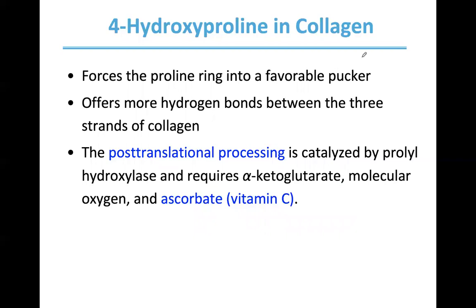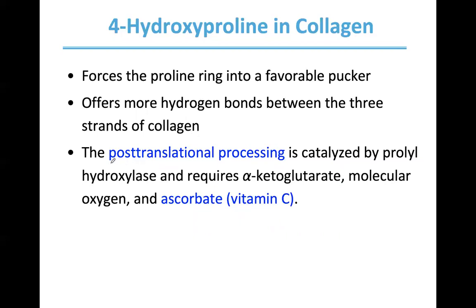So 4-hydroxyproline in collagen. Basically it forces the proline ring into a favorable pucker, right? So basically this 5-member ring can actually adopt different conformations, okay? And it also offers more hydrogen bonds between the 3 strands of collagen, right? So if you have a hydroxy group, obviously it's capable of hydrogen bonding.